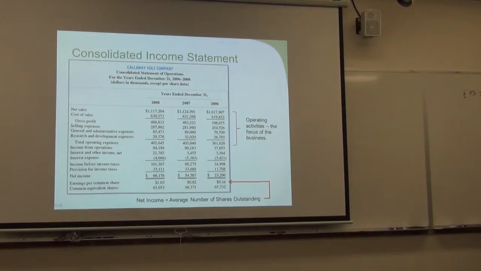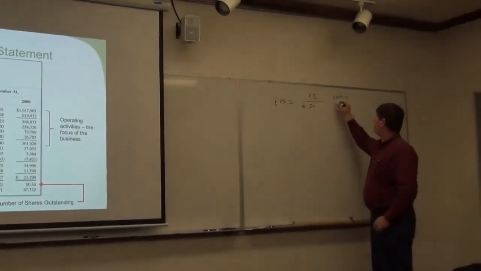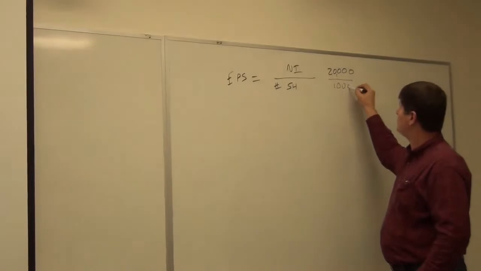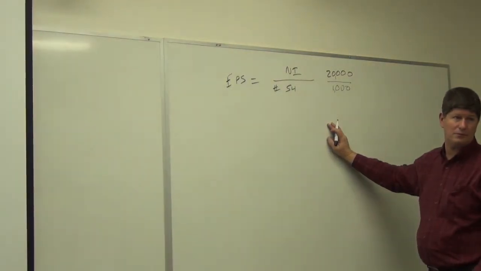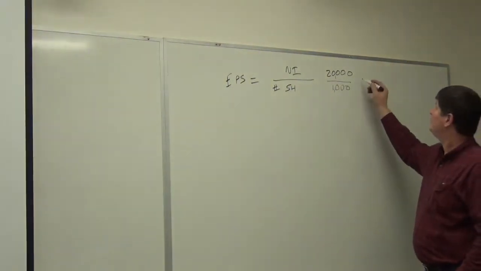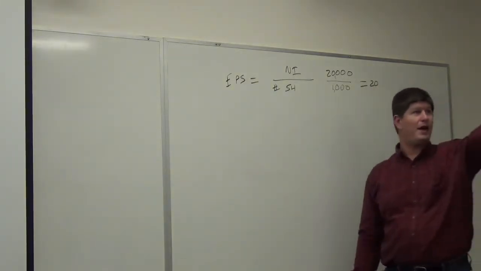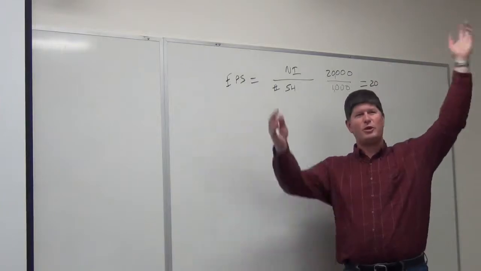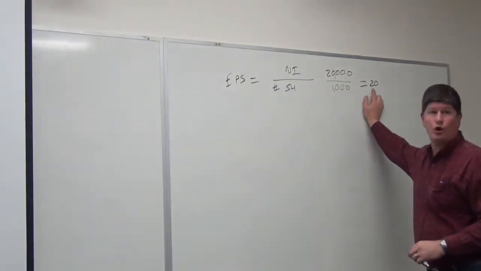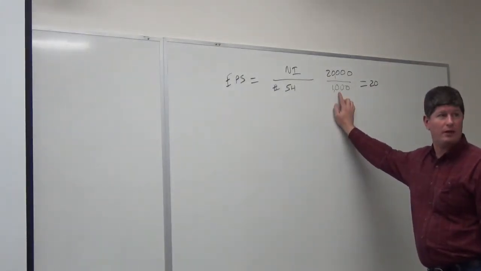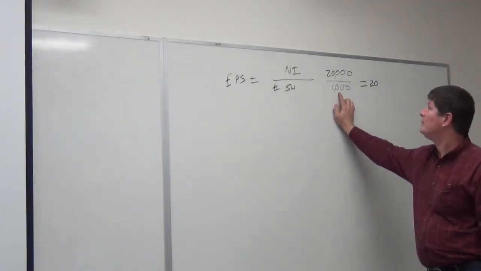Earnings per share is net income divided by number of shares. So let's say we made $20,000 in profit and we have 1,000 shares of stock outstanding. What is that number? Anybody? 20. For those of you who can still do math after 7 o'clock, yes? So we've got earnings of $20 for every share of stock that's out there. What's in the bottom of net income? Number of shares.